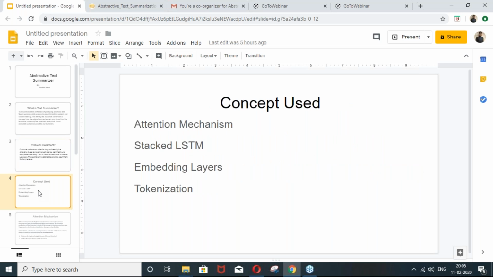So what are all the concepts used in this? Before going to the code demo, let me explain some of the basic concepts which are used throughout this model. The first one is the attention mechanism, the second one is stacked LSTM, the third one is the embedding layer, and the fourth one is tokenization.